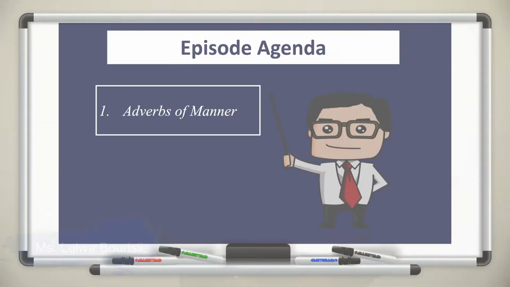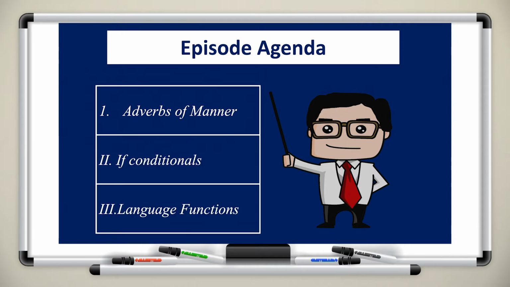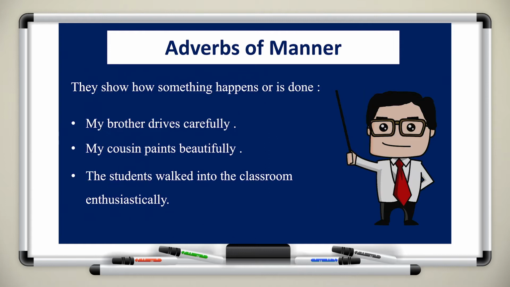On our agenda today, we have a number of things. We're going to look at adverbs of manner, if conditionals, and some language functions. Let's get started. What are adverbs of manner? Adverbs of manner are used to show how something is done or how something happens.